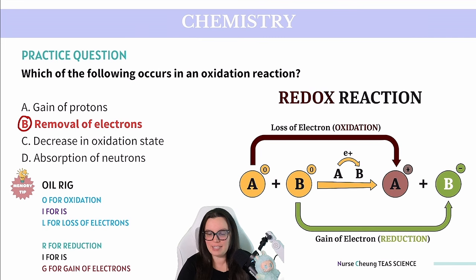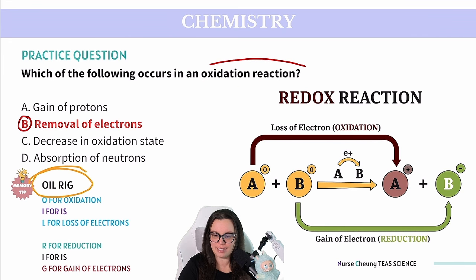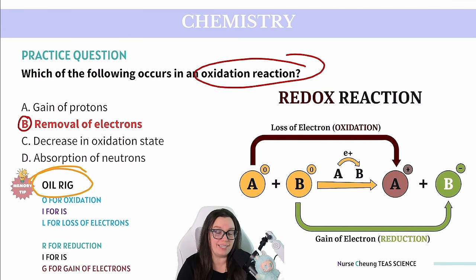So the way that I like to remember how this takes place is I like to think of OIL RIG. OIL stands for oxidation is loss of electrons, and RIG is reduction is gaining electrons. So if we have an oxidative reaction, which is what it's asking, then we are actually losing electrons, not gaining electrons. Let's look at our other answer options.